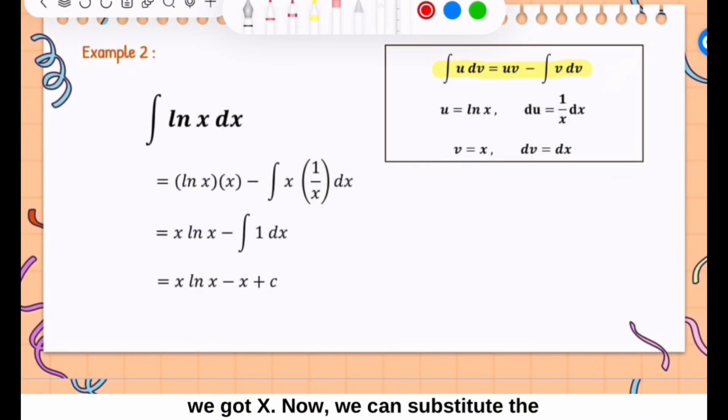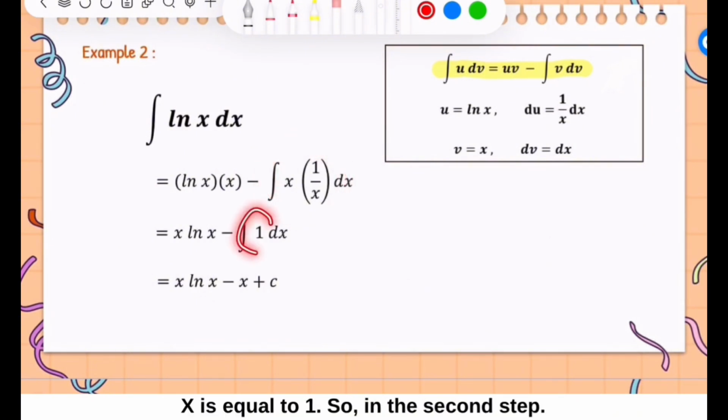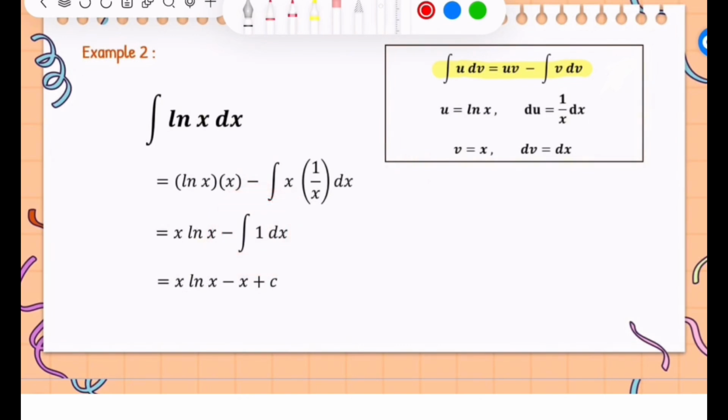Now we can substitute the values that we found into the formula. ln x times x minus integral x times 1 over x dx. x times 1 over x is equal to 1. So in the second step, we need to integrate 1 dx. And we found that the final answer is x times ln x minus x plus c.